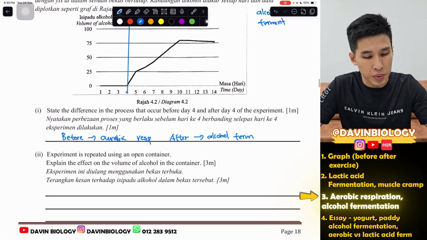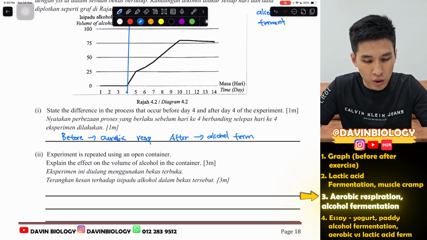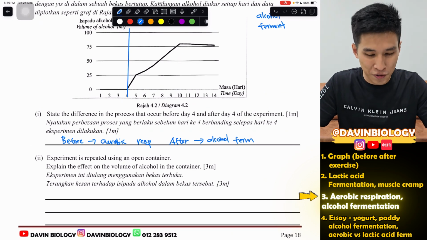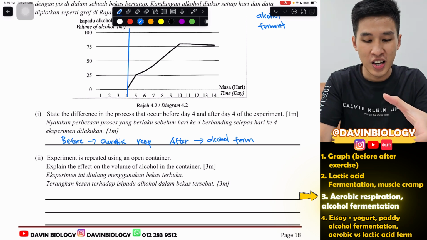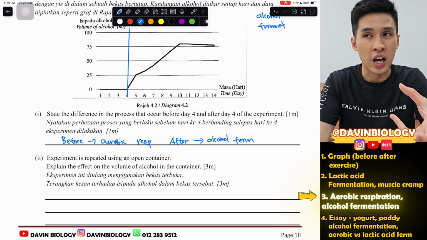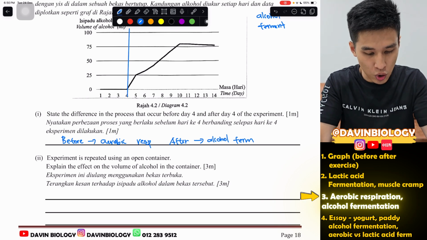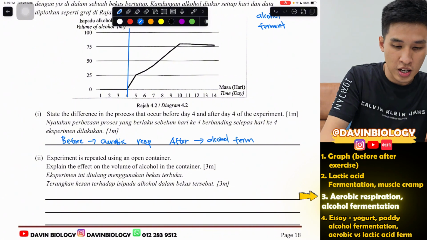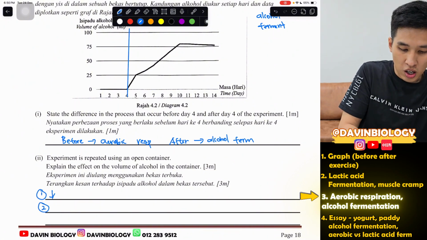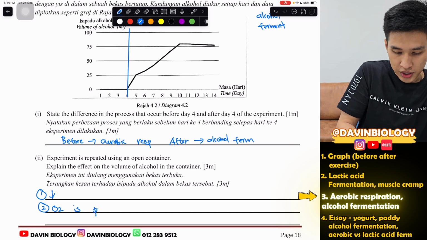Experiment is repeated using an open container. Explain the effect on the volume of alcohol in the container. So it's really using an opened container. So if you open the container, there will be oxygen. Therefore, there won't be alcohol fermentation. There'll be less alcohol, basically. So volume of alcohol, of course, will be lesser. Why? Because oxygen is present.